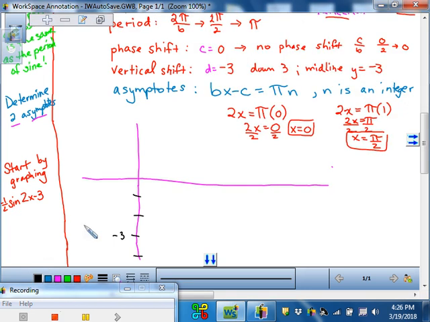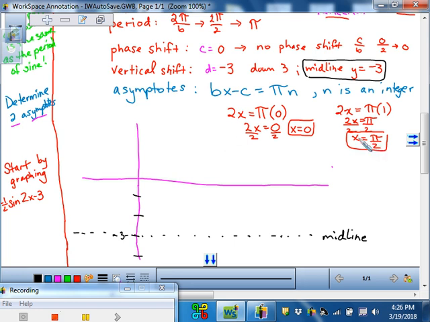Remember, the first thing we always do is graph our midline. Our midline is located at y equals -3. So let's go ahead and plot that. Remember, that's a dotted line, just helping us to locate and start our graph. So here's our midline.